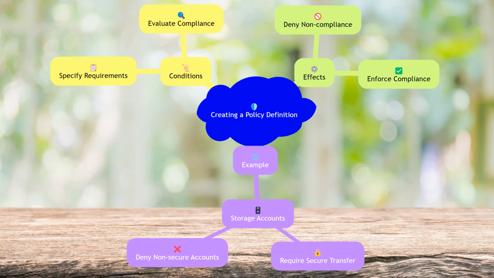Creating a policy definition involves specifying the conditions under which the policy is enforced and the effect that is triggered when the conditions are met. For example, you can create a policy that requires all storage accounts to use secure transfer. The effect could be to deny the creation of any storage account that does not meet this requirement.